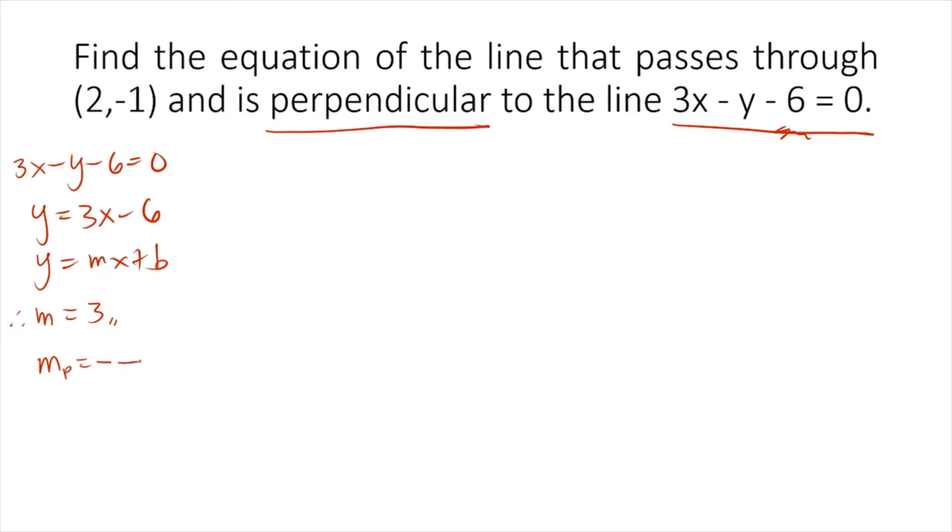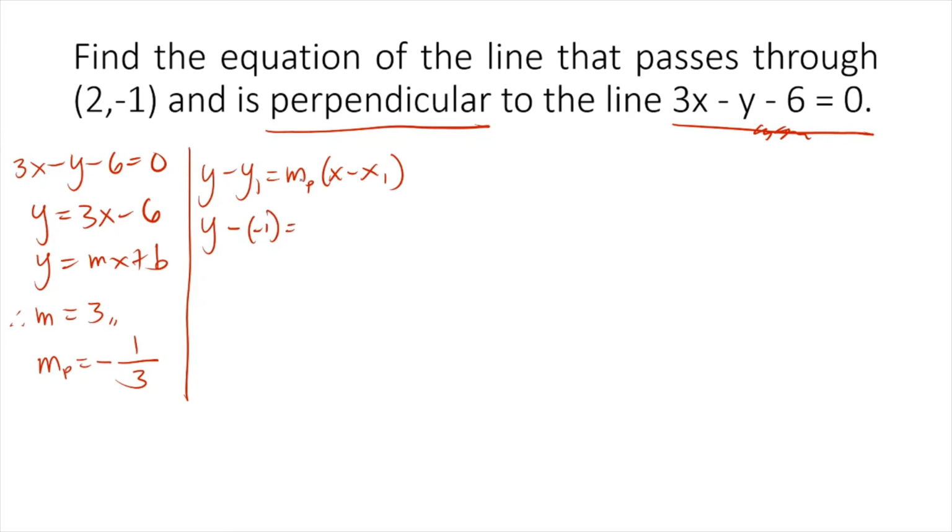is equivalent to the negative reciprocal of the slope of this line, which is 3, so that's negative 1 over 3. And then using the point-slope form, y minus y sub 1 equals m sub p times the quantity x minus x sub 1, let's plug in the values. Y sub 1 in this case is negative 1, so y minus negative 1 equals m sub p, that's negative 1/3, times x minus x sub 1, and x sub 1 is 2. So we have y plus 1 equals, distributing negative 1/3, negative 1/3 x plus 2/3.